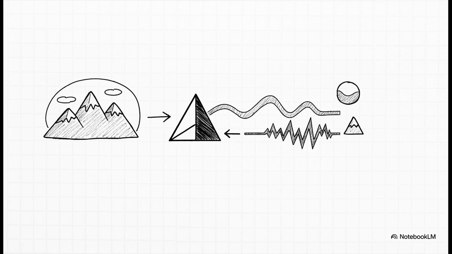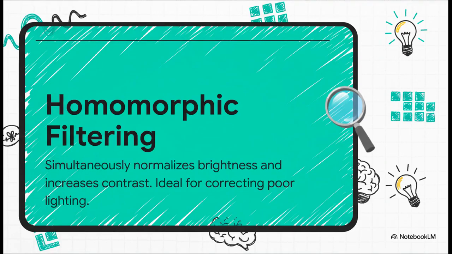It breaks the picture down into all its different frequencies. Low frequencies are the slow, smooth parts, like a clear blue sky. High frequencies are the sharp, sudden changes, like the crisp edge of a building. And once you've separated all those frequencies, you can apply some seriously powerful filters.